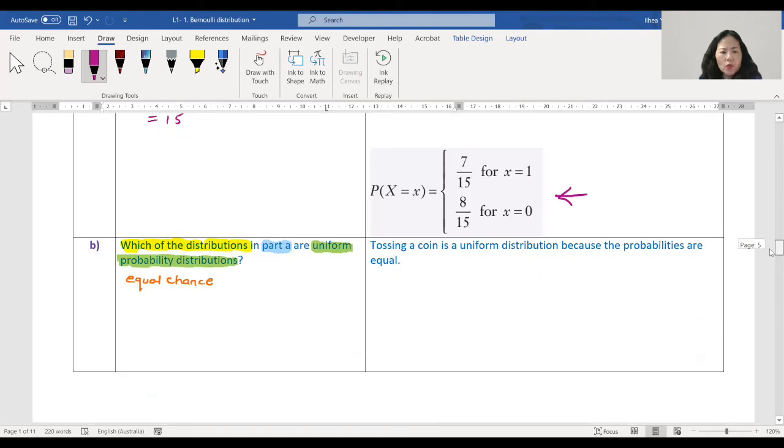Now, next one. Which of the distributions in part A are uniform, equal chance? Obviously, tossing a coin, half chance. Okay, so that's what it is.